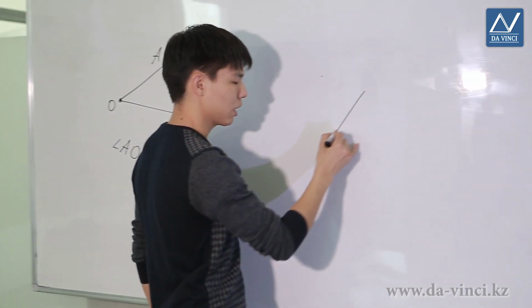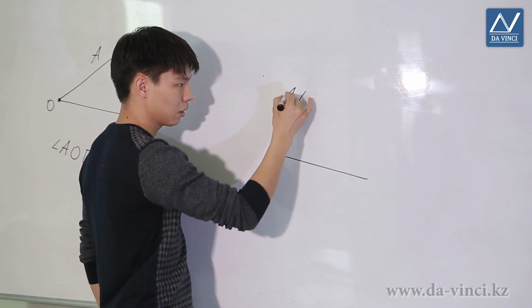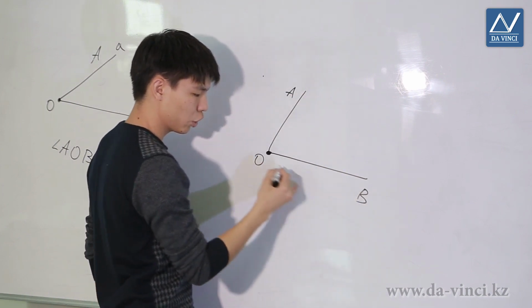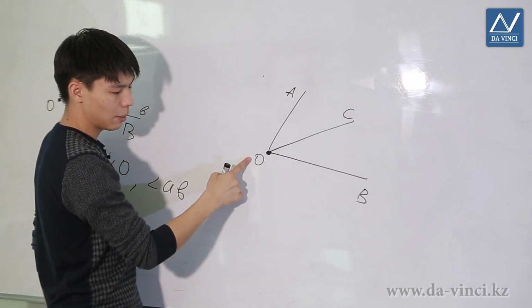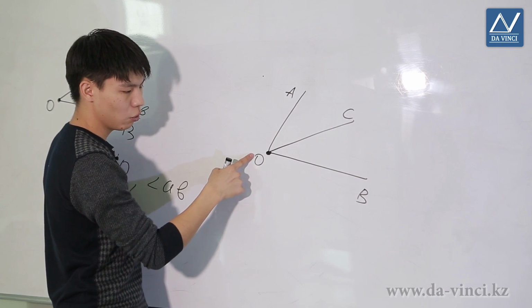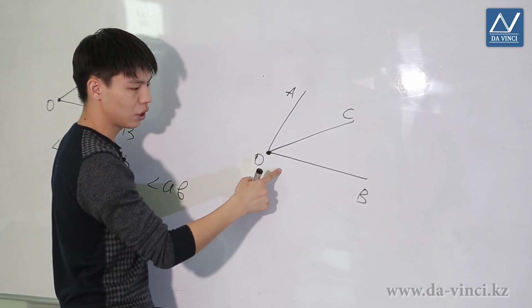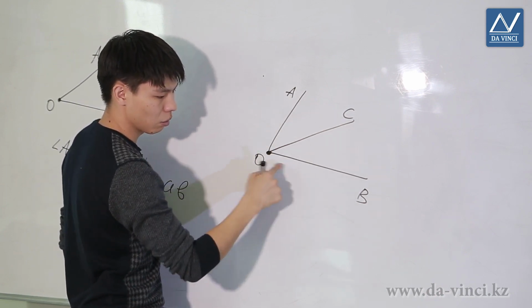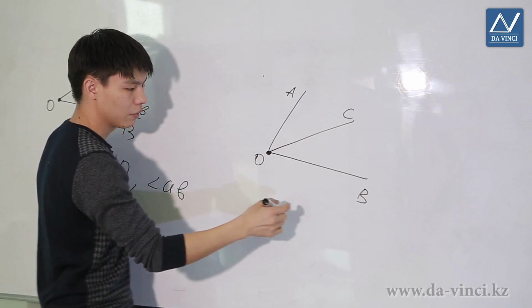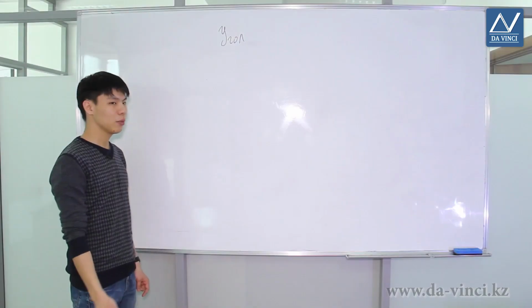For instance, suppose we have an angle, and suppose we have another ray drawn from point O, say OC. Then it will be incorrect to denote the angle AOB as the angle O, because we already have three angles with the vertex O, namely the angle AOC, the angle COB, and the angle AOB. In this case, it's more convenient to use this designation with three letters.